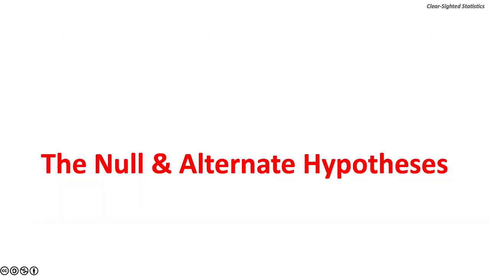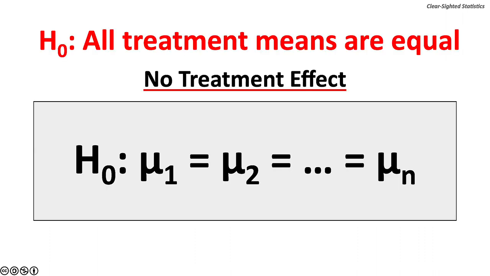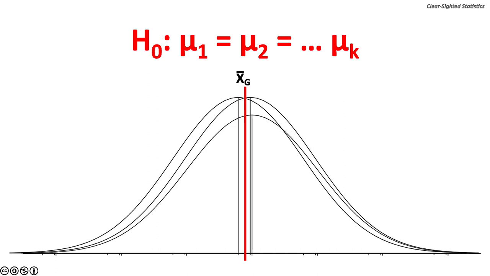Let's turn to the null and alternate hypotheses for an ANOVA test. The null hypothesis states that all treatment means are equal. Just like Z and T test, the null hypothesis uses mathematical notation, equal signs, and the Greek symbol for the population mean, mu. This chart illustrates the null hypothesis. It shows three treatments with non-significant differences from the grand mean.